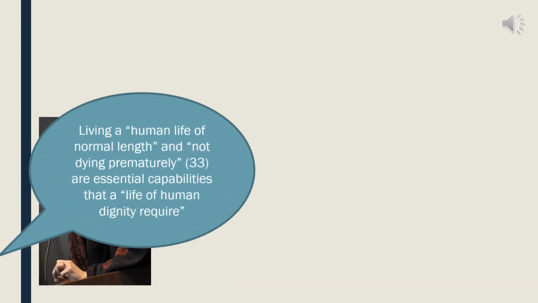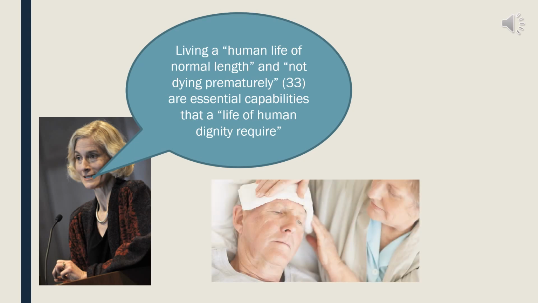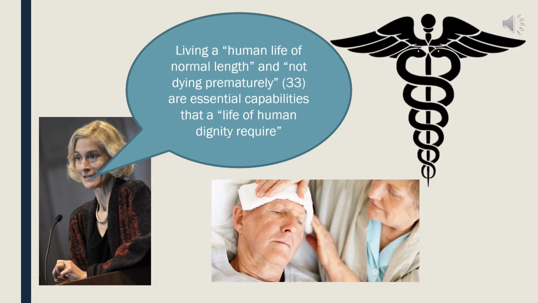For example, Nussbaum says that being able to live to the end of a human life of normal length and not dying prematurely are essential capabilities that a life of human dignity requires. However, not all people possess this opportunity, perhaps because of an incurable illness or something of that nature.